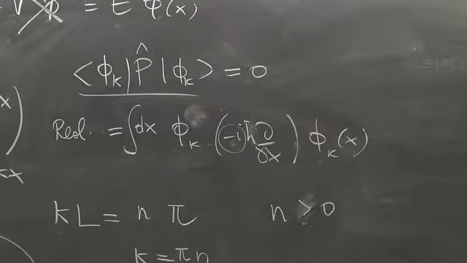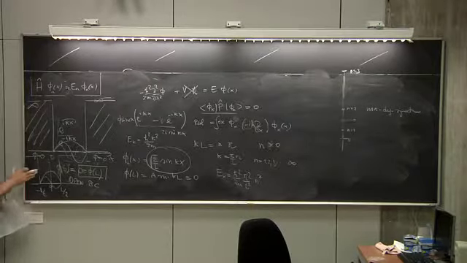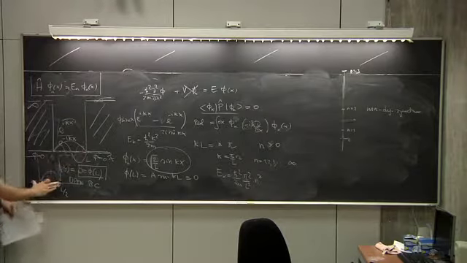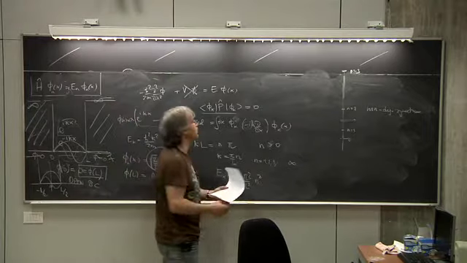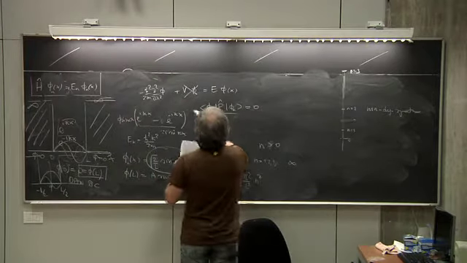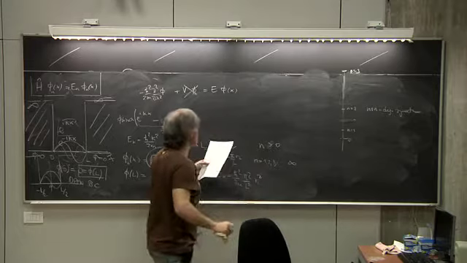No, the position is different. It changes by L over 2. The average position here is L over 2. Here it is 0, obviously. Okay? No, no. The shift makes a difference in the position, not in the momentum, however. Okay. So you can calculate a few other things, and then we go.